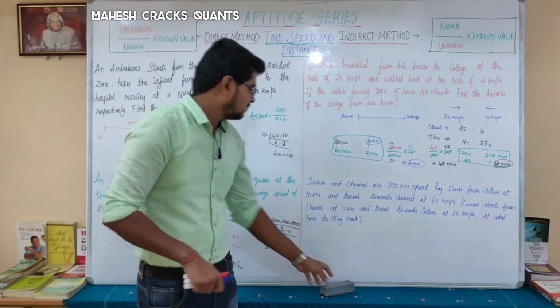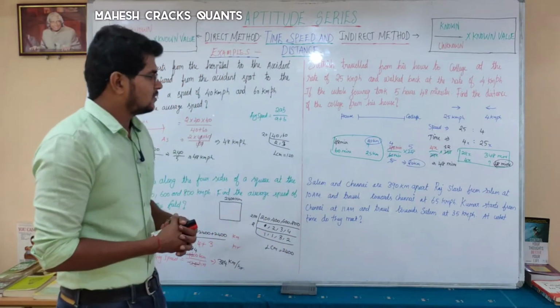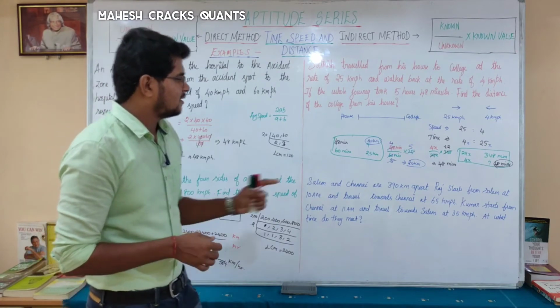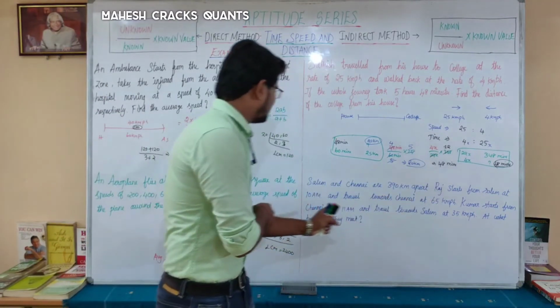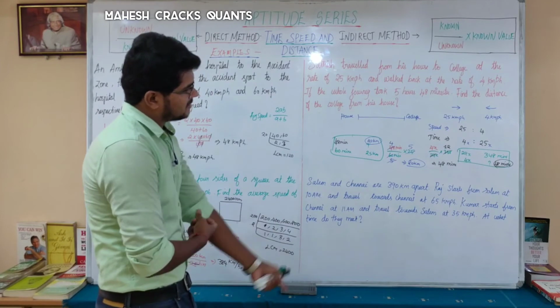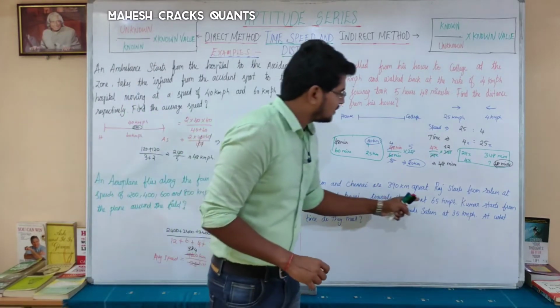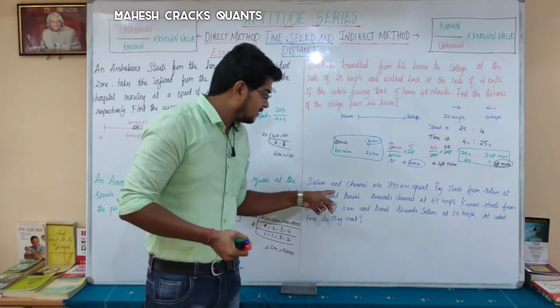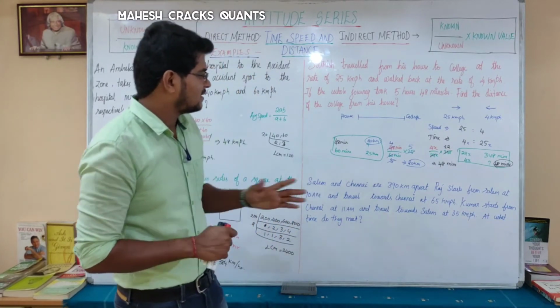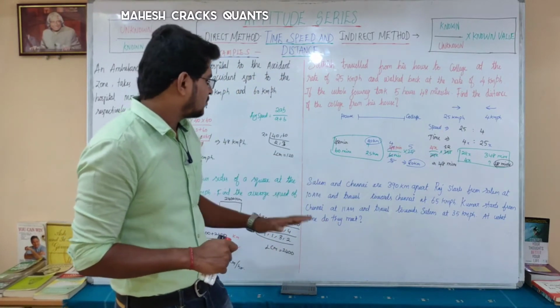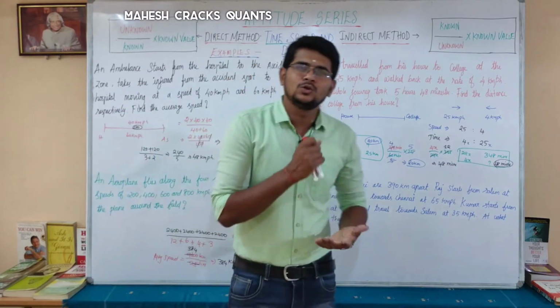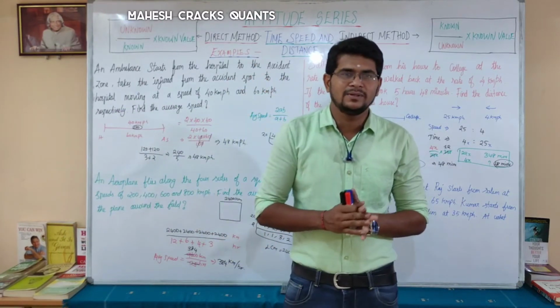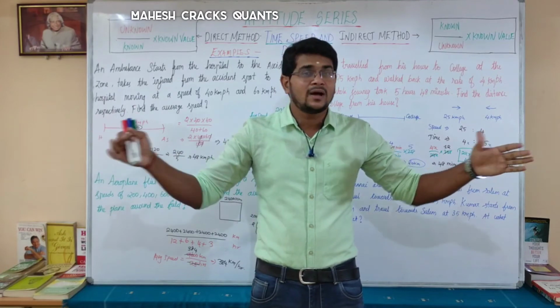Let's move on to the last question. Salem and Chennai are 390 km apart. Raj starts from Salem at 10 a.m. and travels towards Chennai at 65 km per hour. Kumar starts from Chennai at 11 a.m. and travels towards Salem at 35 km per hour. At what time do they meet? Do they meet? Definitely they will meet because both are going in opposite directions.